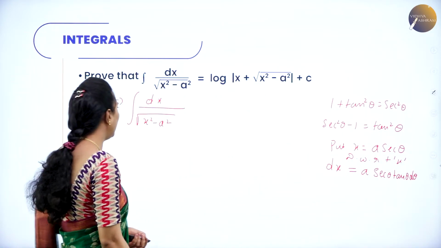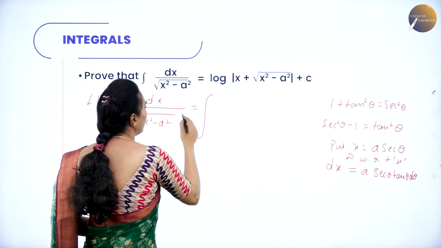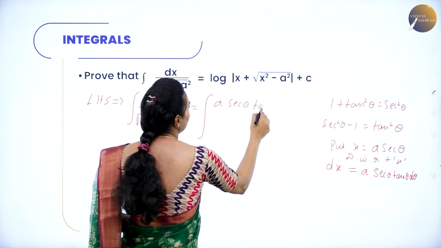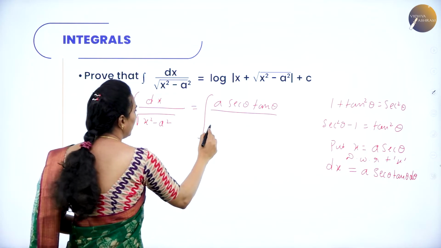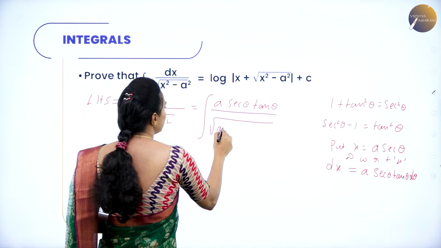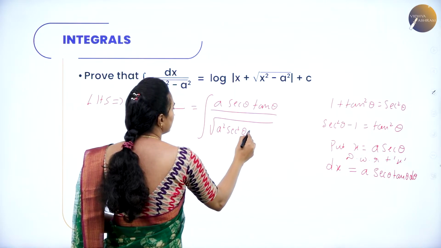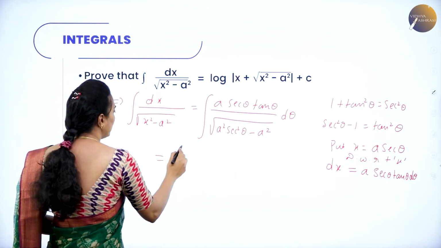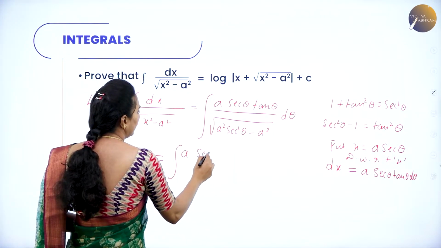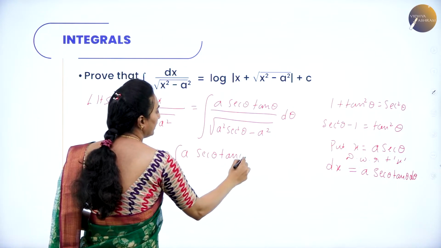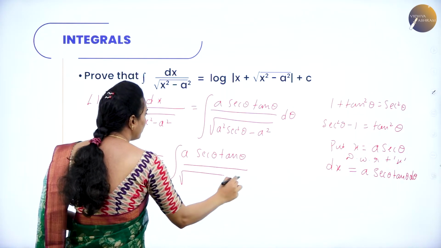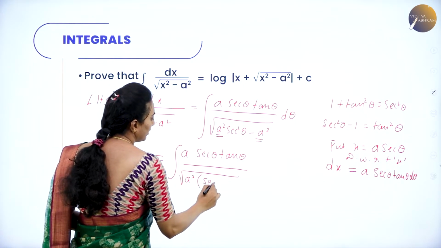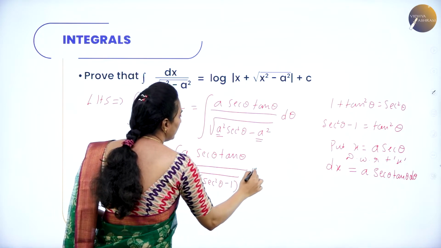Therefore, substituting that in the numerator, you are getting integral of dx as a into secant theta into tan theta divided by denominator under root a squared secant squared theta, because x squared you are having minus a squared, into d theta. Now you can observe in the denominator, a secant theta into tan theta as it is in the numerator divided by under root. You can take a squared common. If you take a squared common, remaining is secant squared theta minus 1 into d theta.